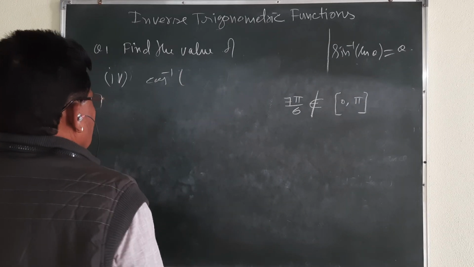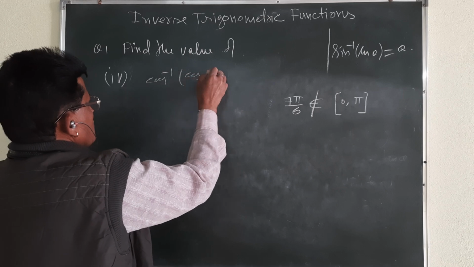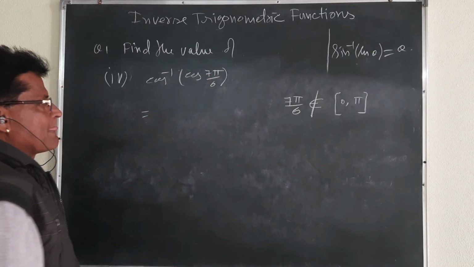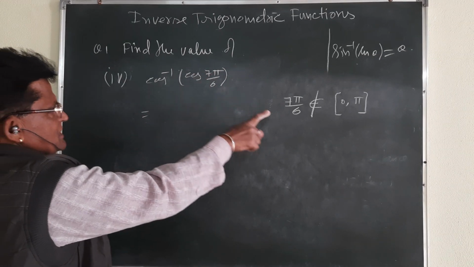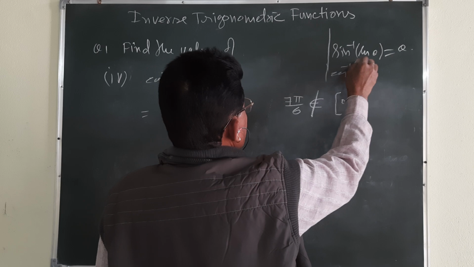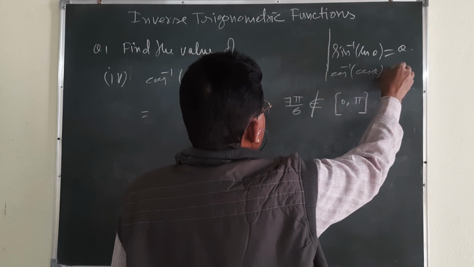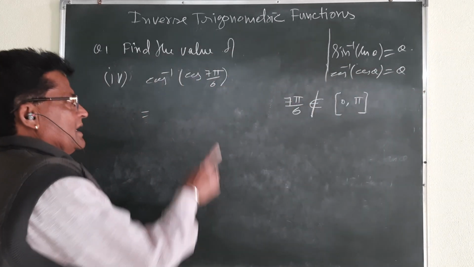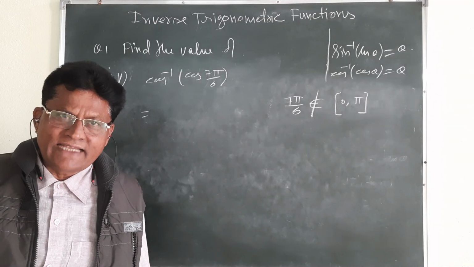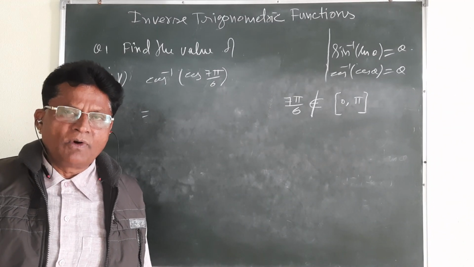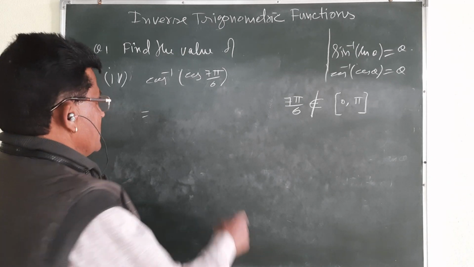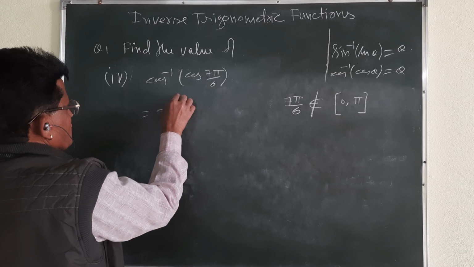Let me correct it: cos inverse cos 7 pi by 6. 7 pi upon 6 is not the value of it, so don't apply this formula over here. It is not correct in this case, because first of all you change it into the form of the principal value branch or range of cos inverse. Then what will happen? Okay, cos inverse.